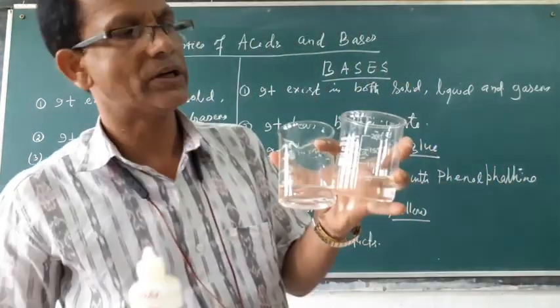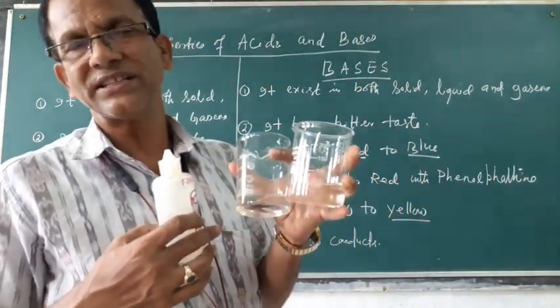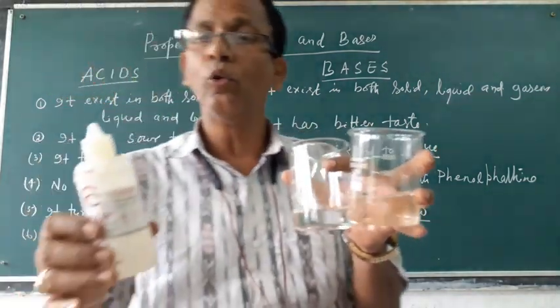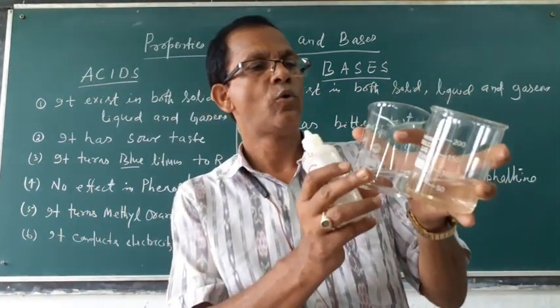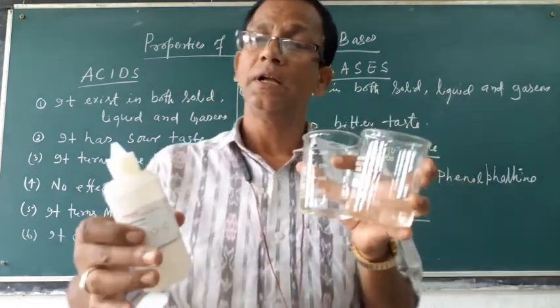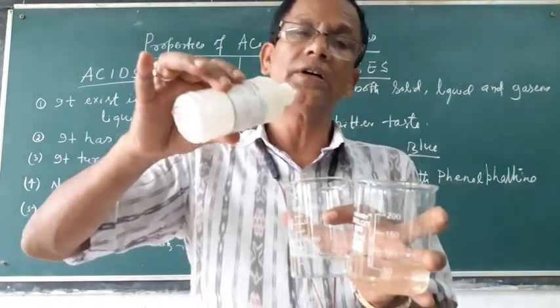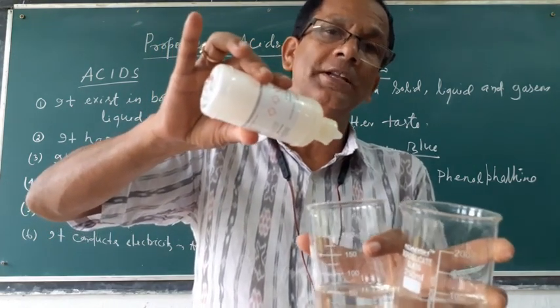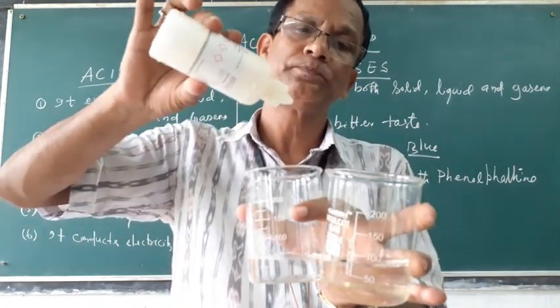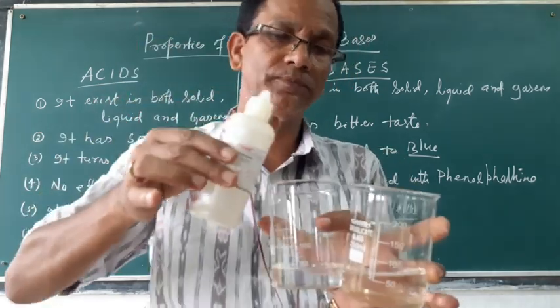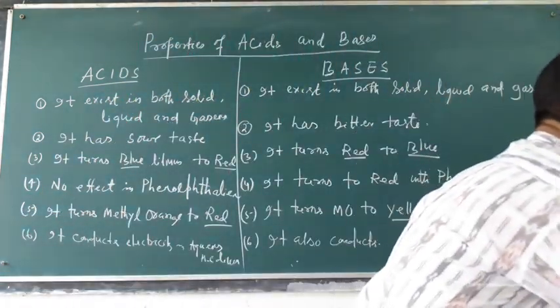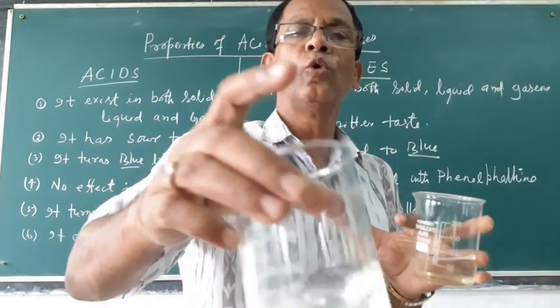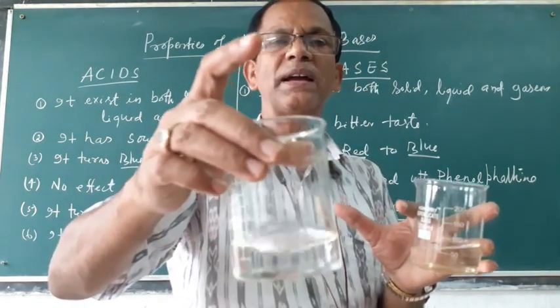I have taken two beakers. You don't know which beaker is acid, which beaker is base. But when you add phenolphthalein to the two beakers, so in this first beaker I am adding phenolphthalein. You see any change? Already dropped. You see no change. No change in color of solution by adding phenolphthalein.